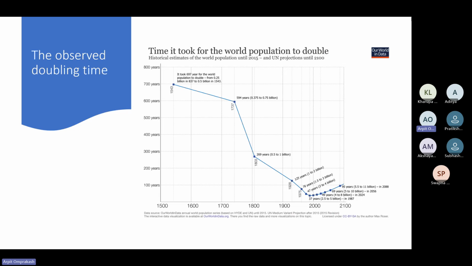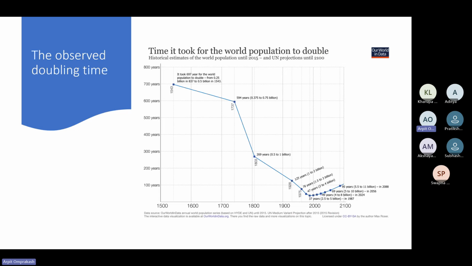So, for example, in 1543, it took almost 697 years for the world population to double, right? From 0.25 billion in 837 to 0.5 billion in 1543. Then if we look here in 1803, we see that for the population to go from 0.5 to 1 billion, it took around 269 years.